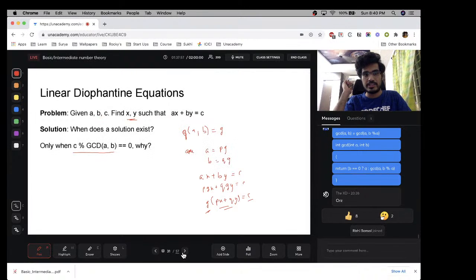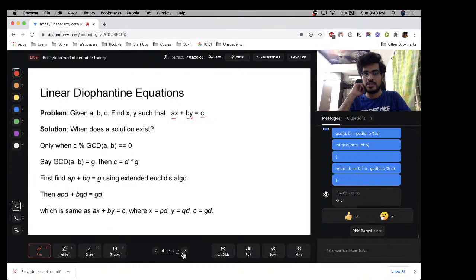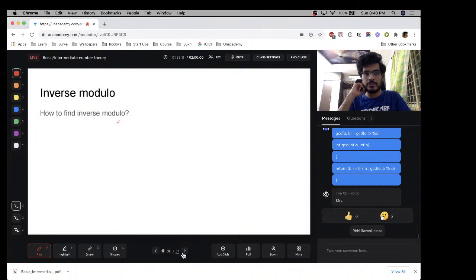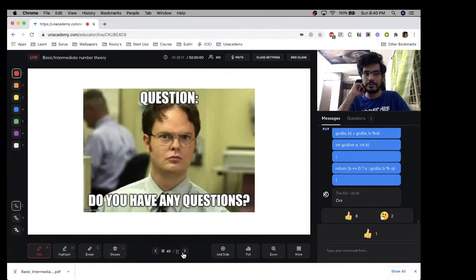When does the solution exist? Only when GCD of A comma B is a divisor of C. If GCD of A comma B is G, then G divides C. We found that. We learnt about inverse modulo. We found inverse modulo using Euclid's extended algorithm.